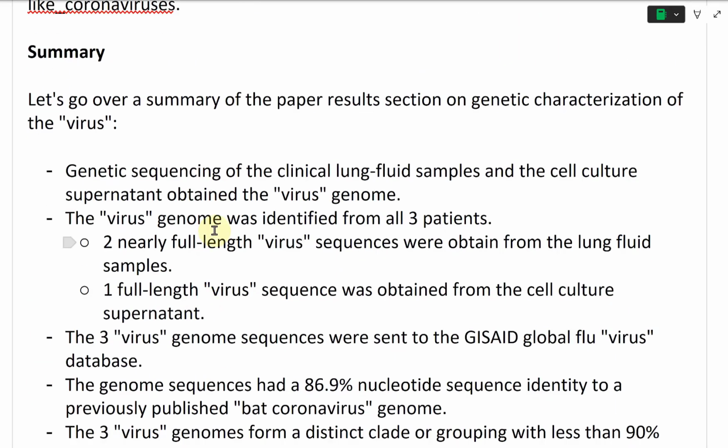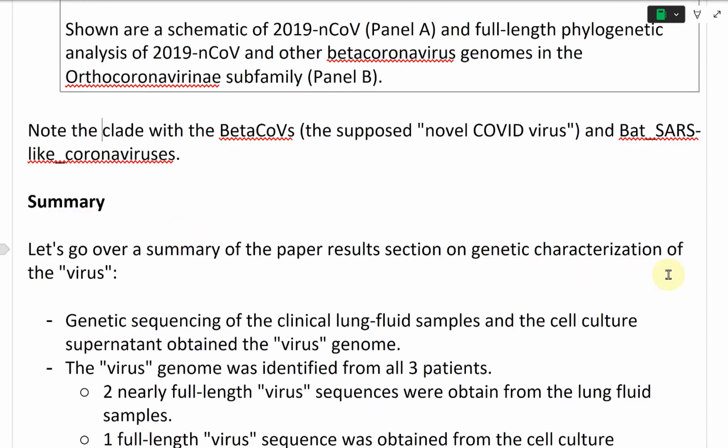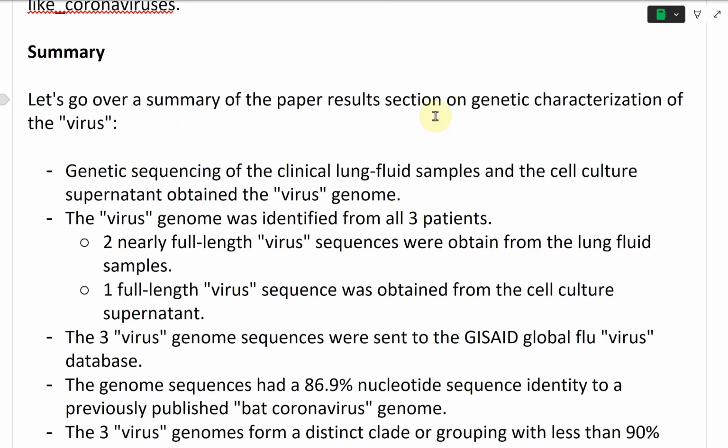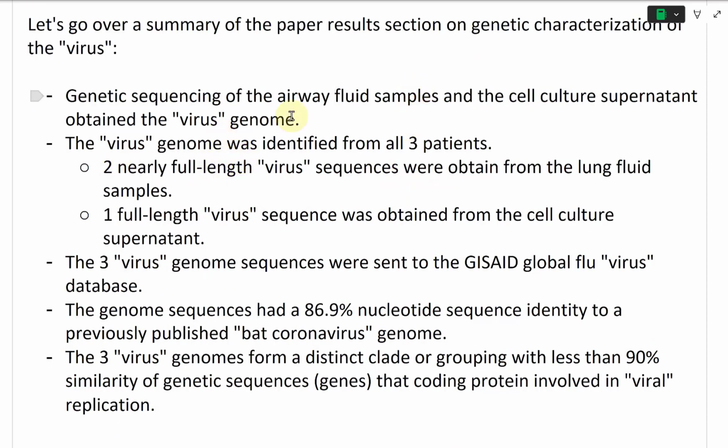Anyways, going further, summary of this genetic characterization part. Let's go over the summary of the paper's results section on genetic characterization of the virus. All right, and here I'll change the title name. So genetic sequencing of the clinical lung fluid samples, or just to make it more consistent, I'm just going to call that the airway fluid samples, the bronchoalveolar lavage fluid, and the cell culture supernatant obtained the virus genome. So they did genetic sequencing, and it was that de novo setup.